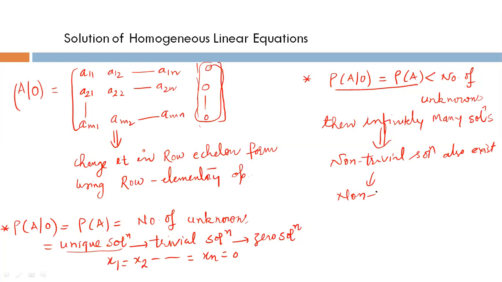Means non-zero solution also exists. So this is the way to check the nature of solution of homogeneous linear system of equation. I have one remark also.